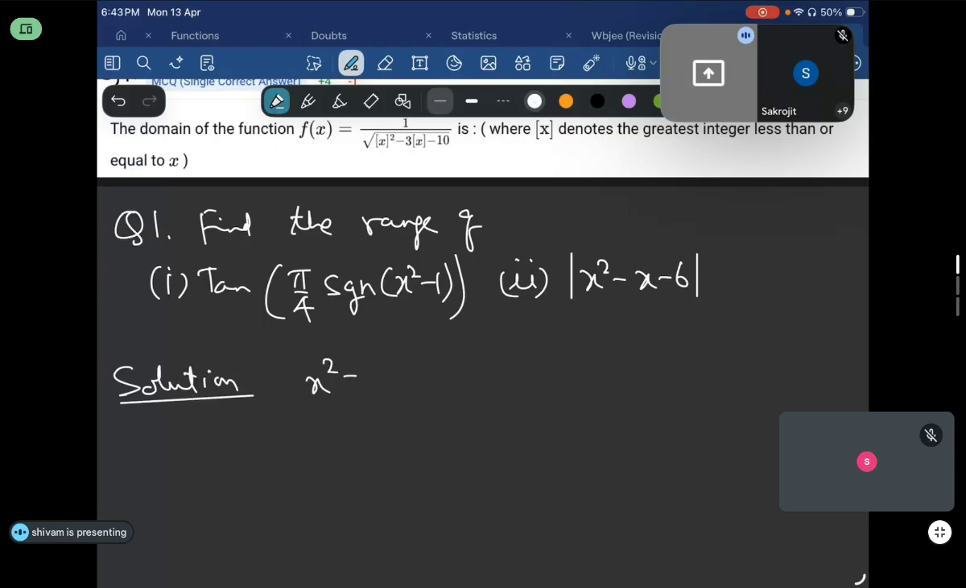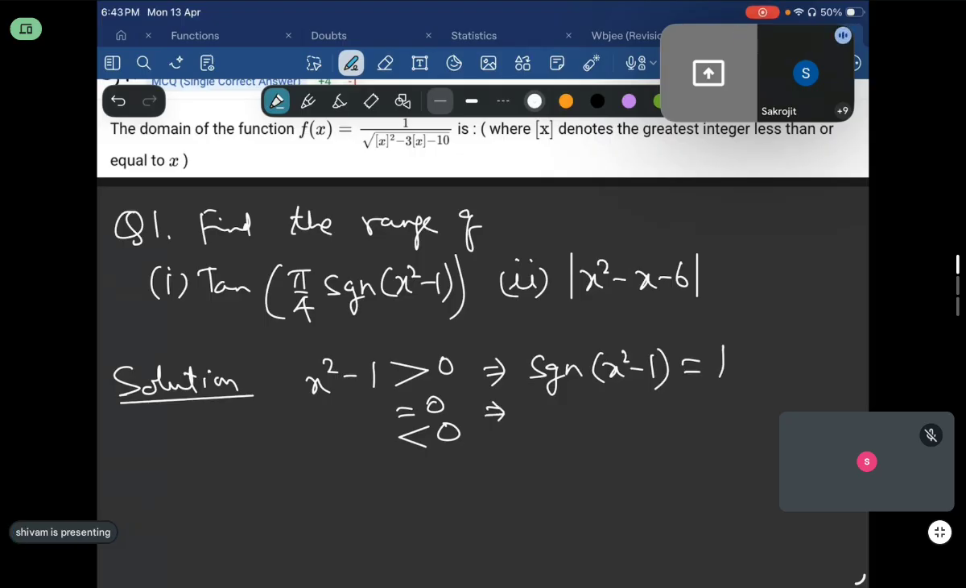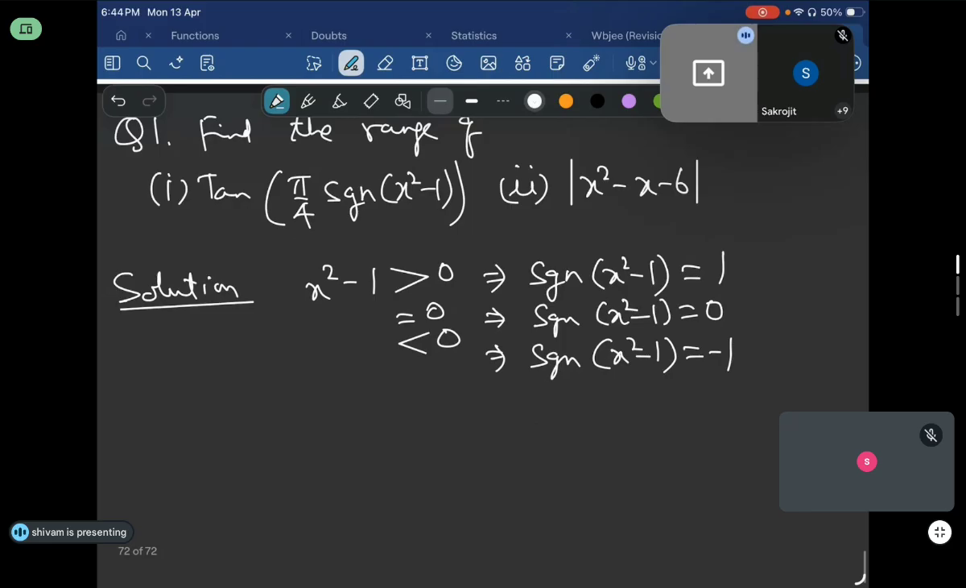x square minus 1 can be greater than 0, can be equal to 0, can be less than 0 also. If it is equal to 0, Shamita, check your answer again. Socrates, part 2 is correct. If x square minus 1 is greater than 0, what is signum function of x square minus 1? Tell me, everyone. Signum function of x square minus 1 will be equal to 1. Over here, signum function of x square minus 1 will be equal to 0. And over here, signum function of x square minus 1 will be equal to minus 1. So we need to substitute 1, 0, and minus 1 in place of signum function.